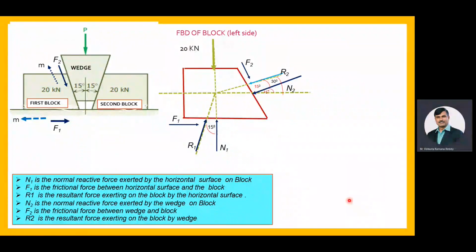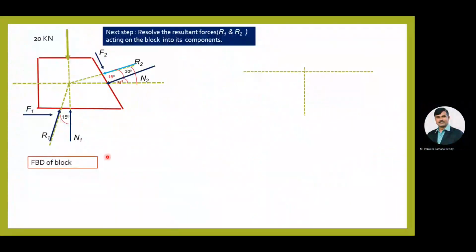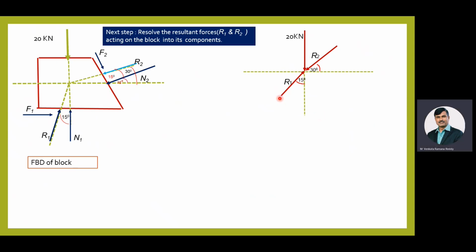Next step is resolving the resultant forces, say R1 as well as R2 acting on the block, into horizontal as well as vertical components. The weight of the block is equal to 20 kilonewton, and the resultant force R2 is making an angle of 30 degrees with the horizontal. R1 is making an angle of 15 degrees with the vertical. Then we'll resolve R1 as well as R2 forces into their horizontal as well as vertical components.